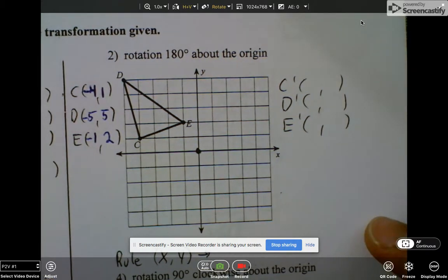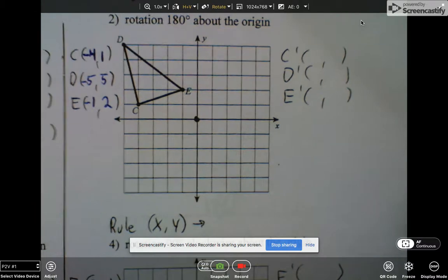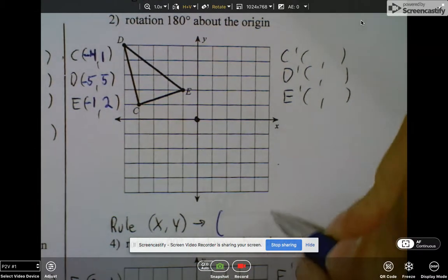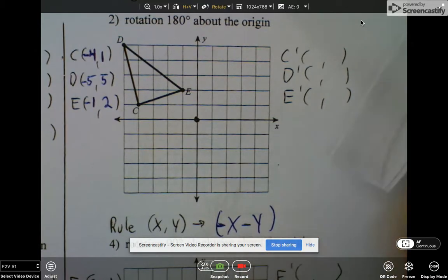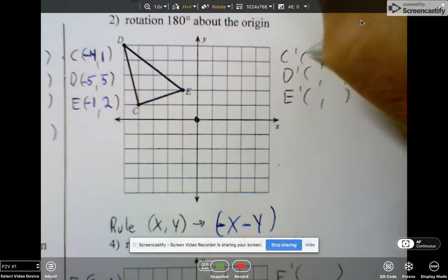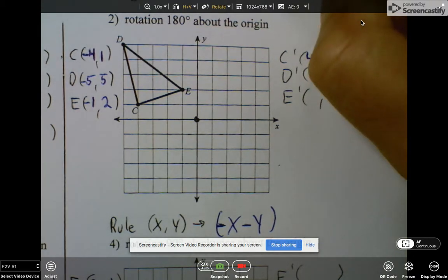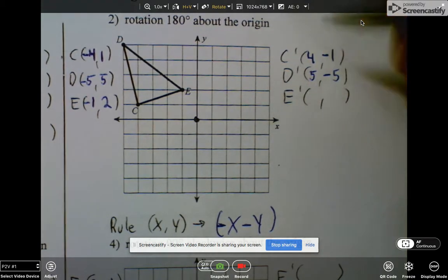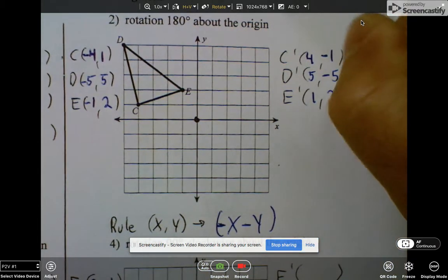So the first one's a 180 around the origin. For 180 around the origin, the rule that we follow is you keep the x and y in the same position, but you just make them opposite. So right here, this would become 4, -1, then +5 and -5, and then instead of -1, 2, it would be 1, -2.